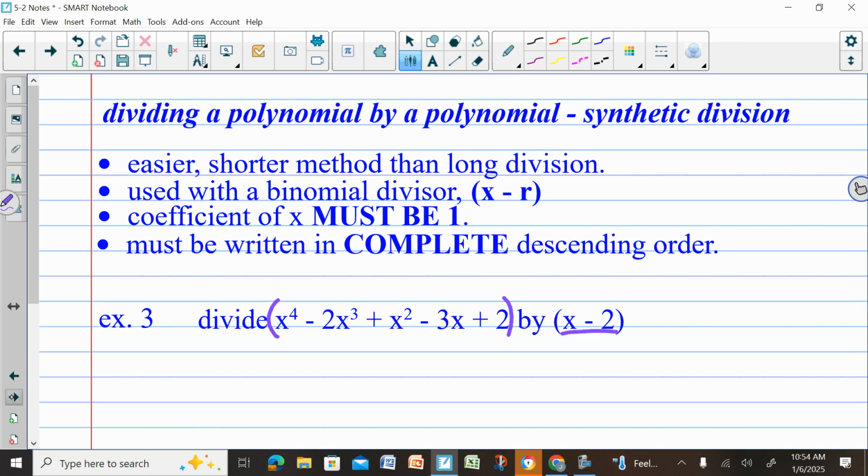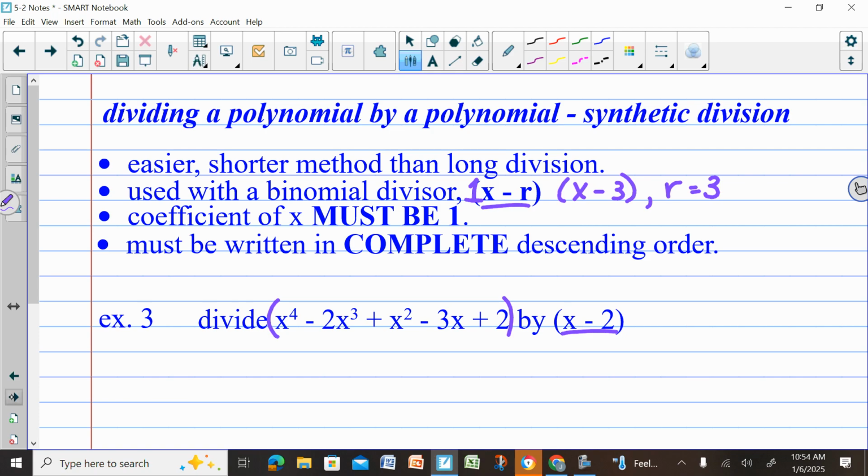So binomial, 2 terms. And notice the form is x minus r. Okay, so if it's x minus 3, it's tricky. The r value is really positive 3. If it's x plus 3, that means there was a negative 3 in there. So you just gotta watch that minus part. Just kind of switch it in your head a little bit. The coefficient of x must be 1. So if this isn't 1, we have to fix it. I'll show you how to do that too. Those are a little trickier.